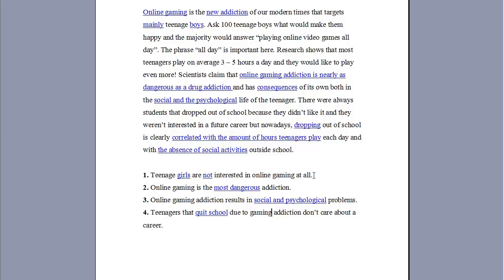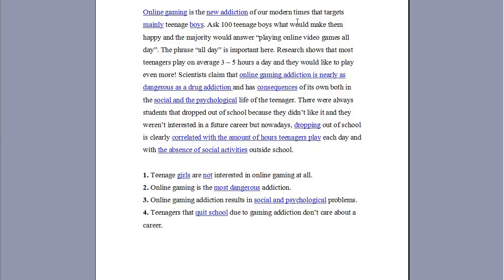Okay, since we know that statements follow the order of the text, we will find this answer at the beginning. So we read a little bit at the beginning. Online gaming is the new addiction of our modern times that targets mainly teenage boys. Ask 100 teenage boys what would make them happy, and the majority would answer playing online video games all day. Okay, what do you think it is? True, false, or not given? Have a guess. Okay, it is not given actually.